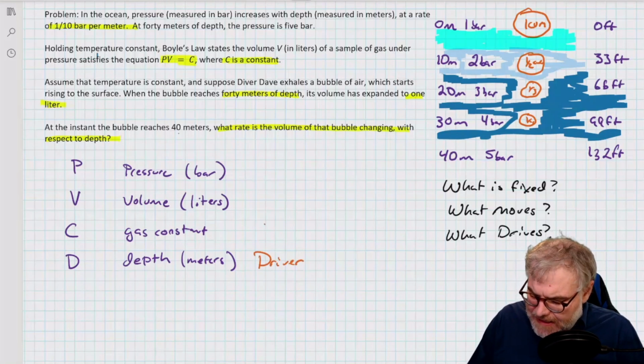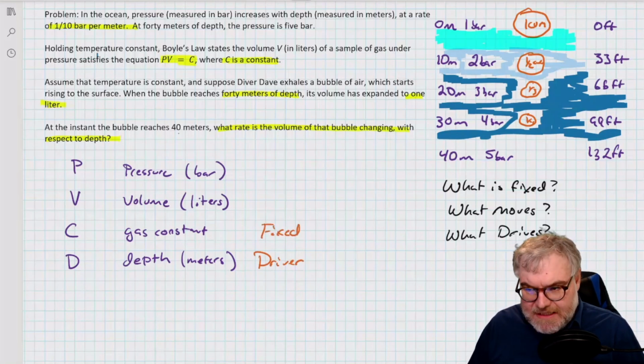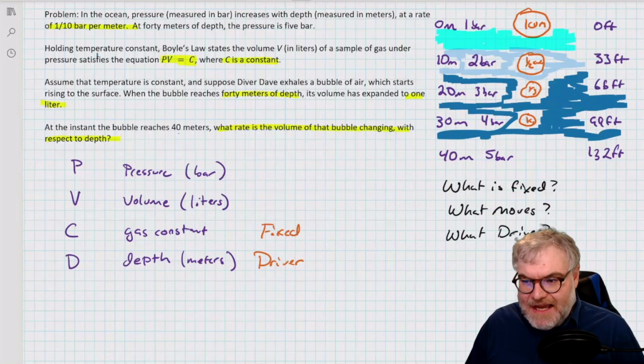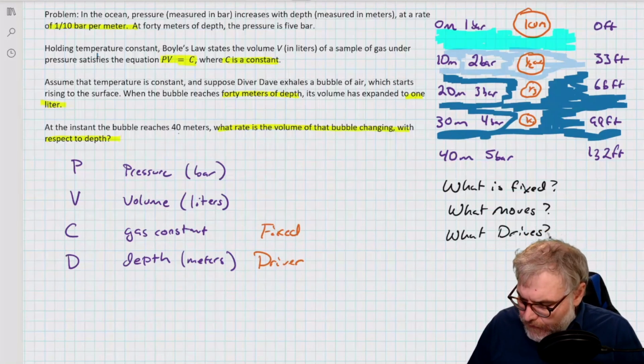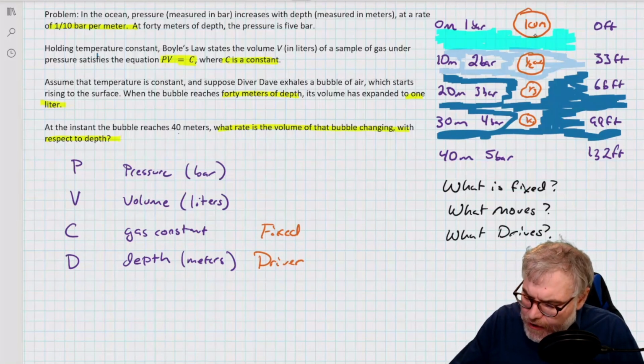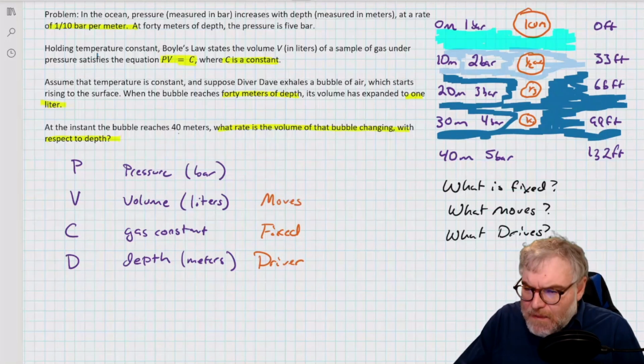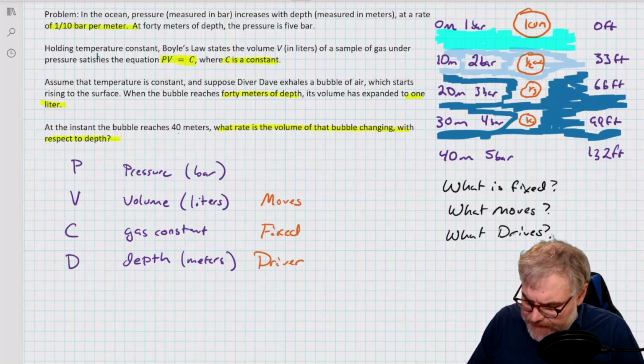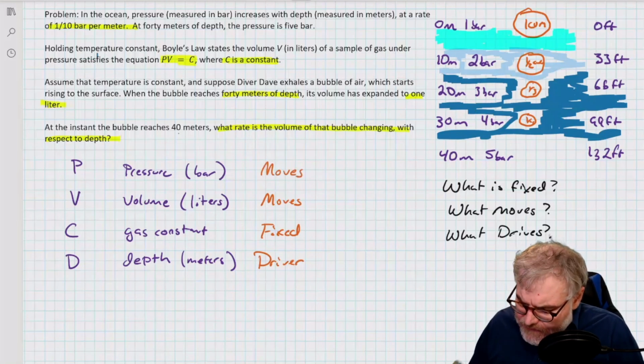Okay. The gas constant is fixed because, hence the name, gas constant. The volume here moves, right? It changes. As the bubble goes up, the volume is getting larger. And the pressure is going to change with depth, right? So as depth decreases, pressure decreases. As depth increases, pressure increases. What's fixed here? The only thing that's fixed here is the gas constant.